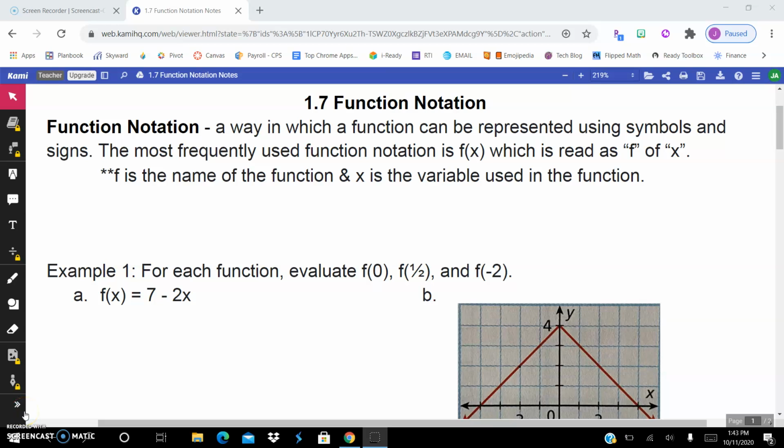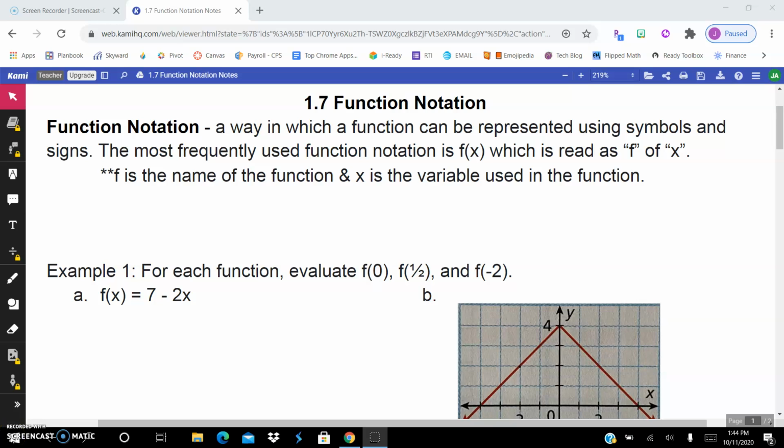Section 1.7 is on function notation, and that is just a way in which a function can be represented using symbols and signs. So the most frequently used function notation is f of x, which is read f of x. So it's an f with an x in parentheses. And f is the name of the function, and x is the variable used in the function.